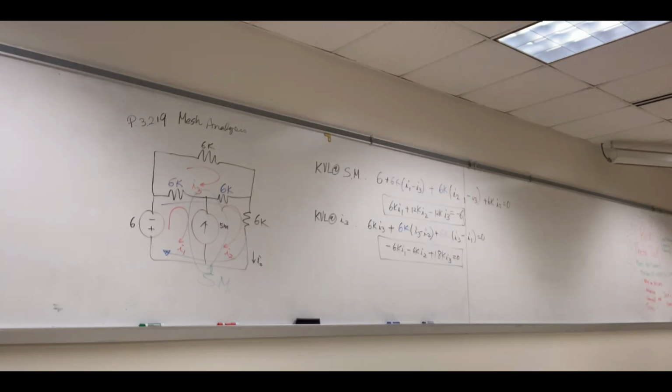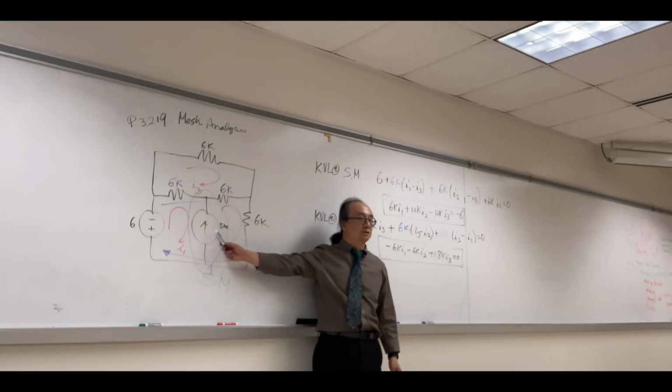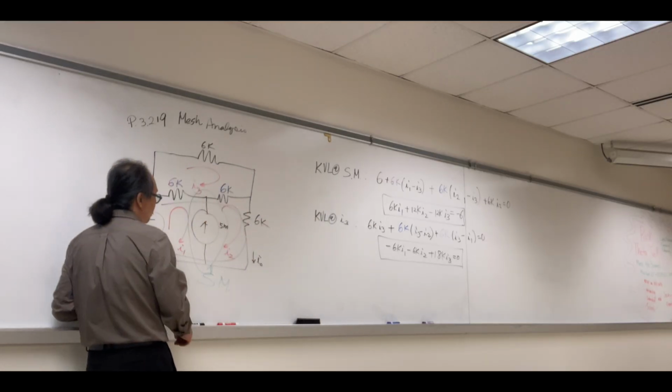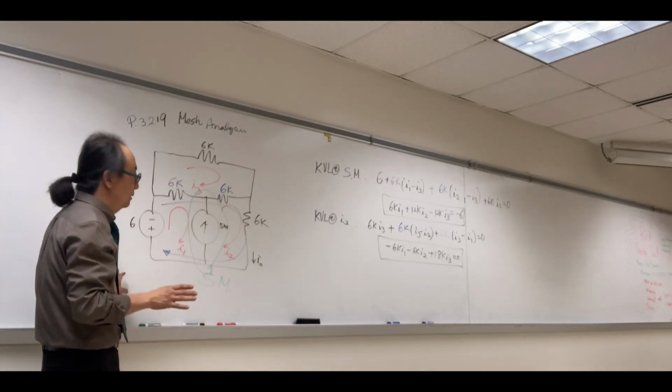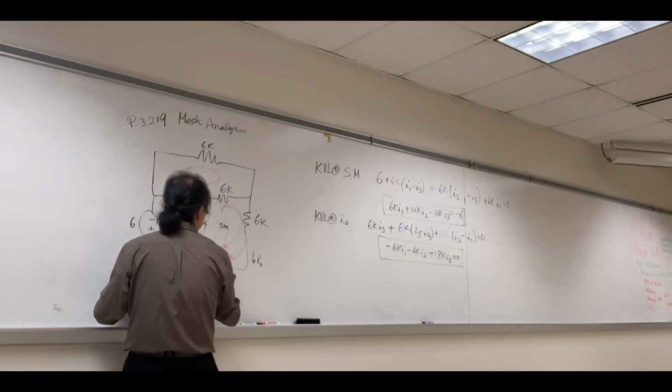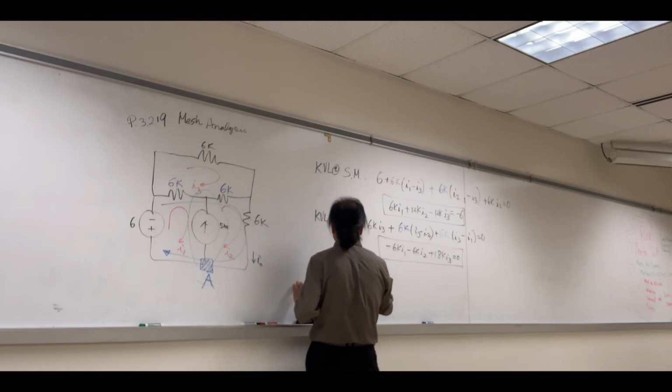Now we have 2 equations. We need one more. Where? How? In these 2 equations, we didn't use this current source. So we have to use this. Your option is to do KCL either at the bottom or here. It really doesn't matter. I'm going to do it here at node A. And then we want to do KCL at node A.